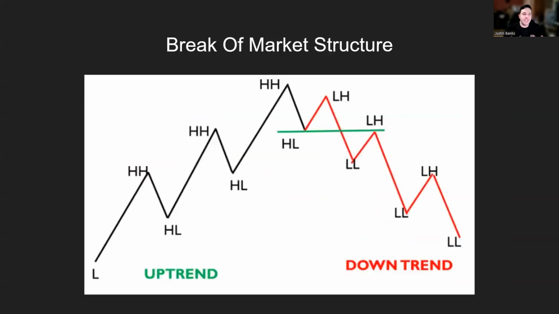Now, when we see a break of market structure, as you guys can see, we have an uptrend. Again, higher highs, higher lows, and we'll typically see price action failure to create a higher high. We will create that higher high and higher low within this bullish trend, and after that, we will create a lower high and we will break this market structure, creating a lower low, lower high, lower low, lower high, and switch into a bearish trend.